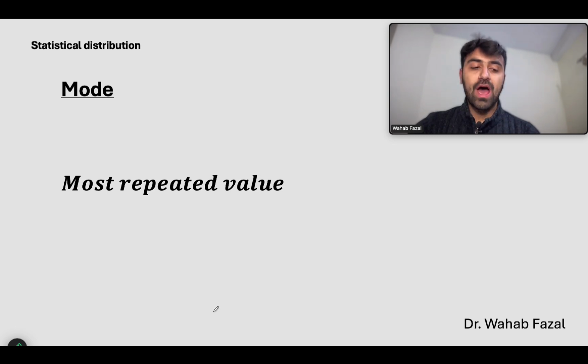Then mode. How you remember mode is, mode is the most repeated value. Median is the middle value. Mean you can just remember as the class average, because that you must have been doing for a while now. Mode is the most repeated value.